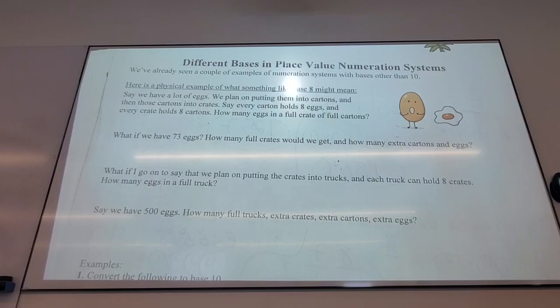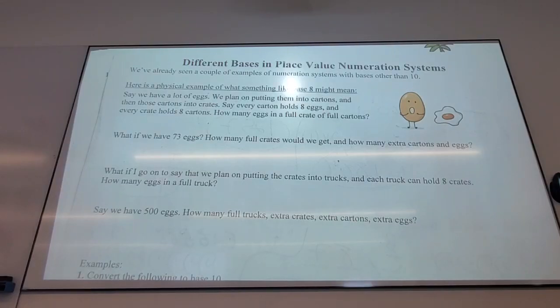So now the 73 is a little bit easier. How many full crates for 73 eggs? How many eggs to fill a crate? 64. So how many full crates? We have 73 eggs. 1 full crate. How many is left? 9. 9. Yes? Is everybody with me?